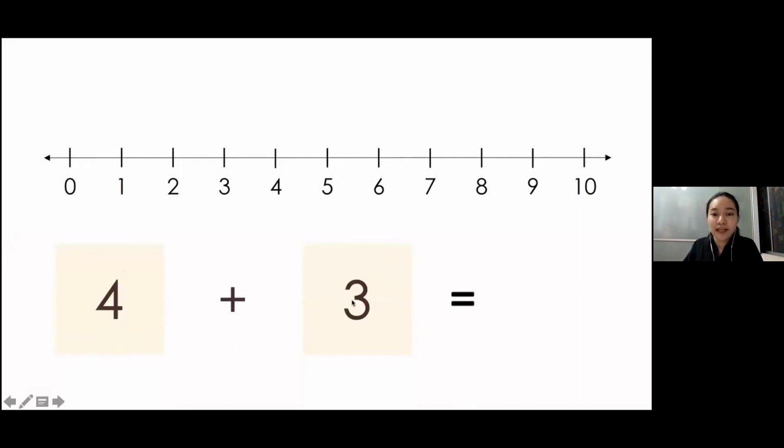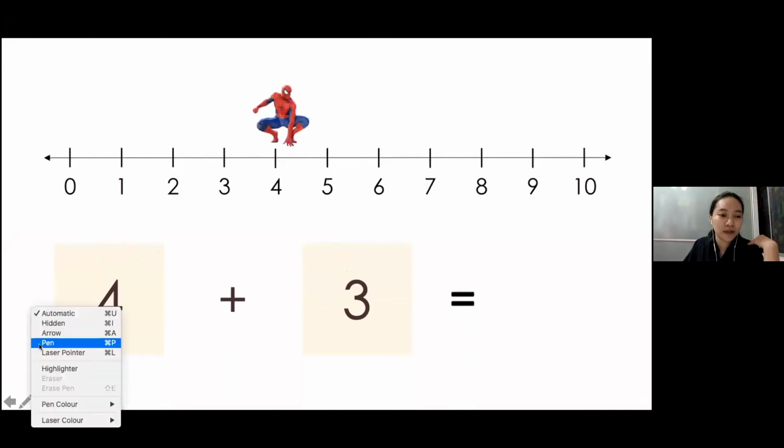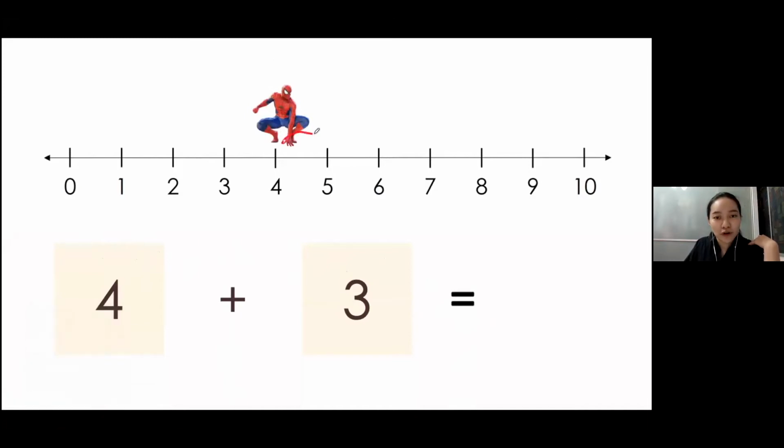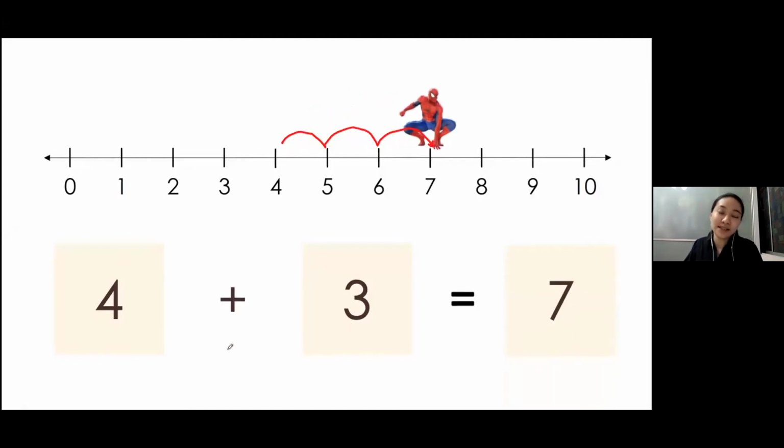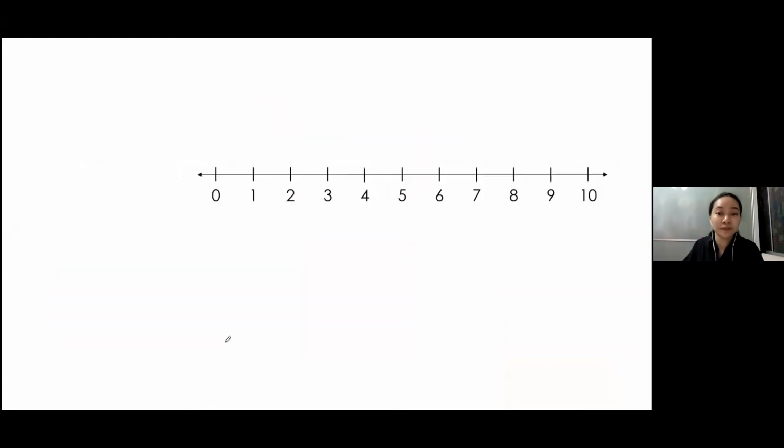So 4 plus 3. One thing you need to ask the kid is, which is the bigger number? Because I will explain later. So 4 plus 3, where should the Spider-Man stand on? Yeah, the Spider-Man will stand on 4, and then we move 1, 2, 3. So the Spider-Man goes to 7. So the answer is 7. So this is counting on.